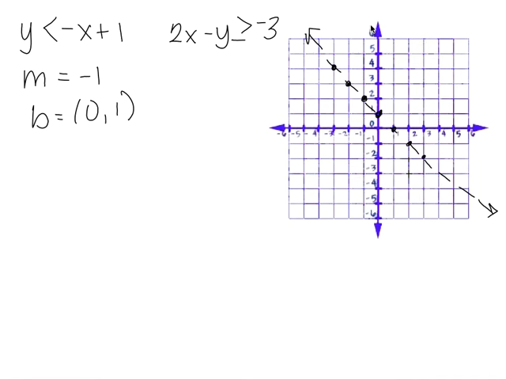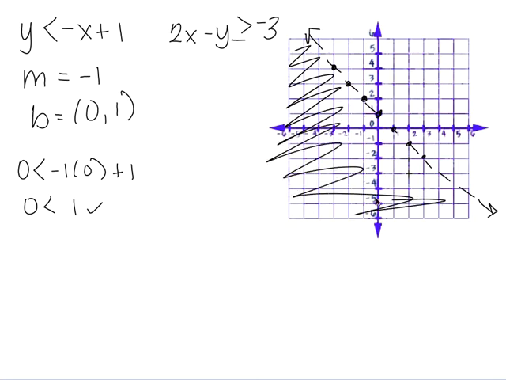So there's my first one, and now I need to do my shading. I get 0 is less than negative 1 times 0 plus 1, so 0 is less than 1. That is true, so I'm going to shade where (0, 0) is. All right, now I'm going to do the next line.